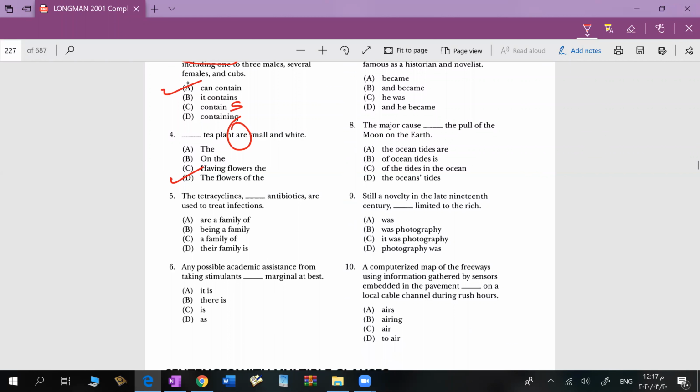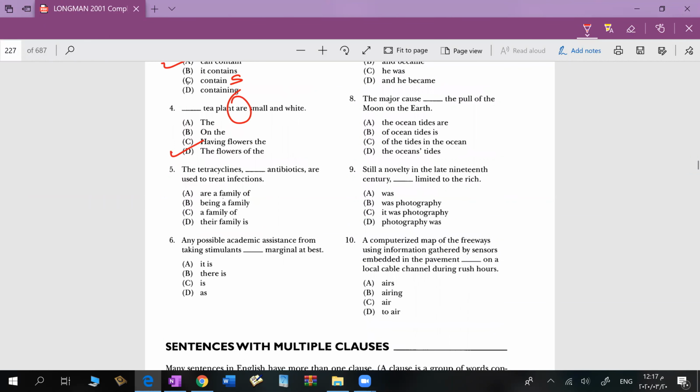The tetracyclines, a family of antibiotics, are used. We see the 2 commas here, very important. So this is an appositive, correct? A family of. This is an appositive. Somebody was saying we could add 2 commas in the beginning of the class, 2 commas with the reduction.